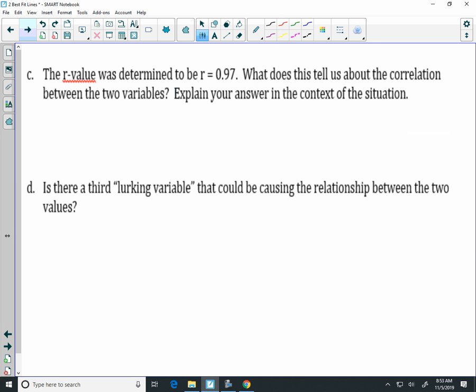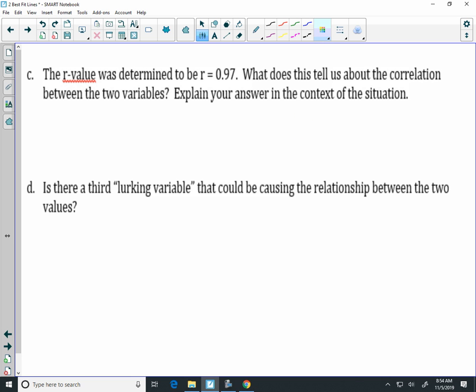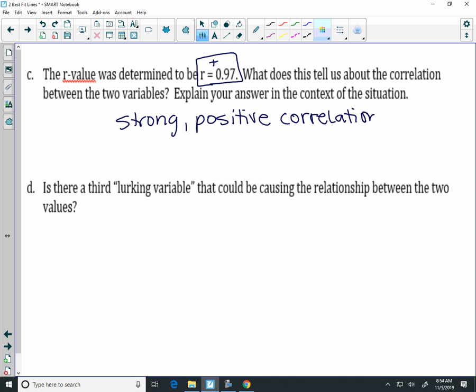The R value is determined to be 0.97. What's that tell us about the correlation? Is there a relationship? It's a positive number. It's close to 1, so this is a strong positive correlation. In context, what that means is as our car value or car cost goes up, house value goes up as well.